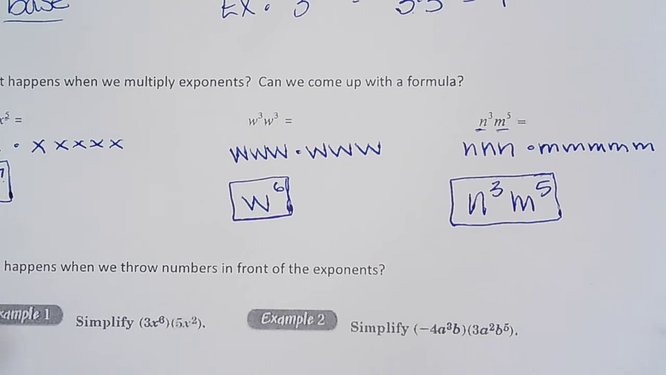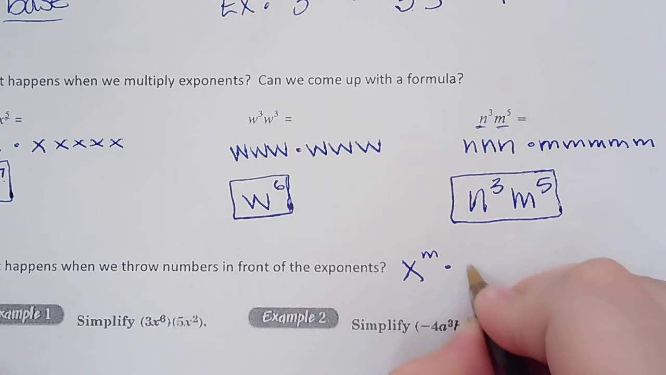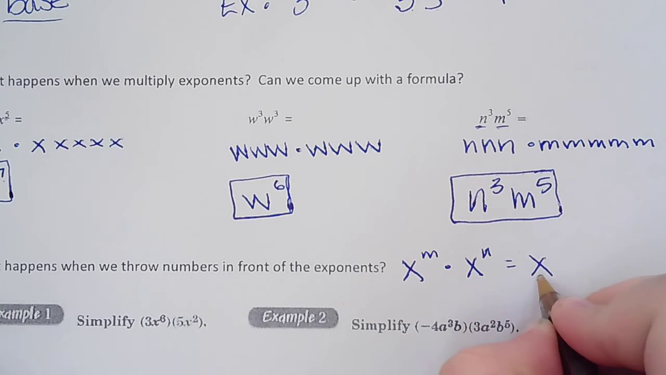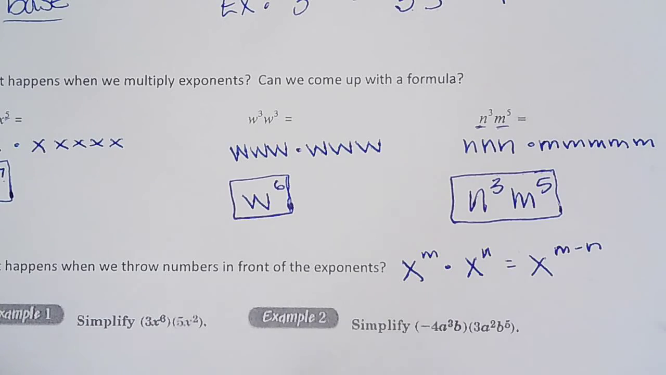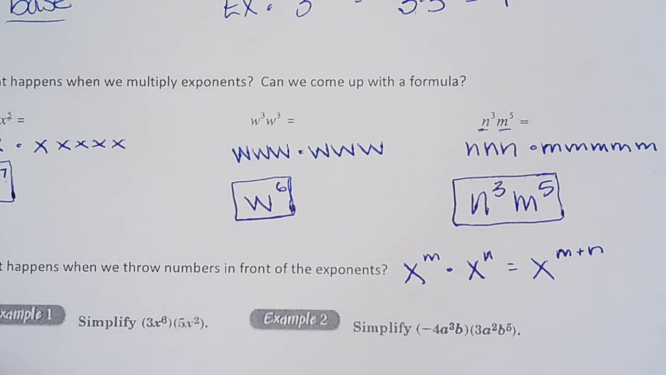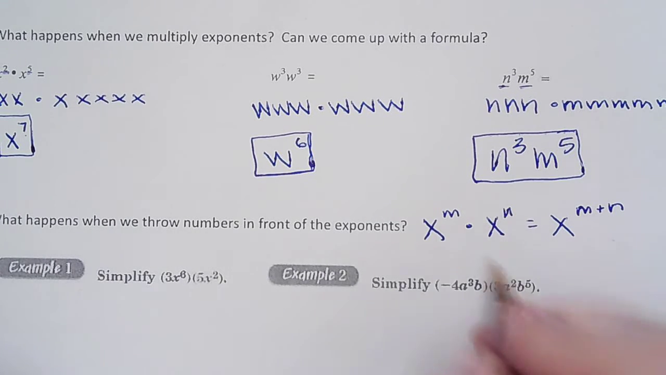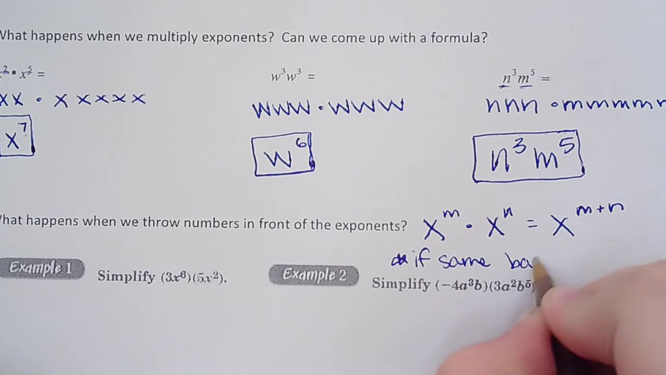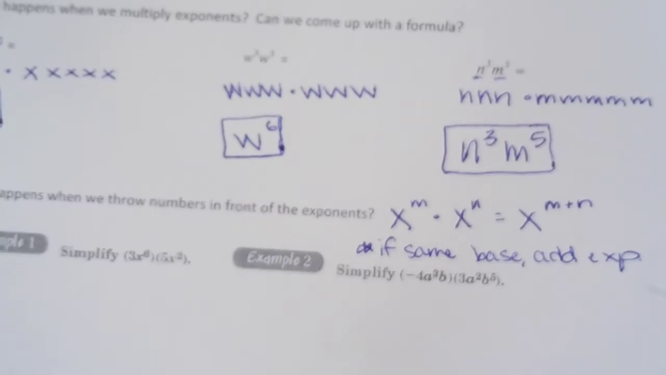So a good formula for this is if you have x to the m times x to the n, it's going to equal the base, because they're the same, to the m plus n. You can also write if same base, add exponents, as a little reminder of what we're doing there.